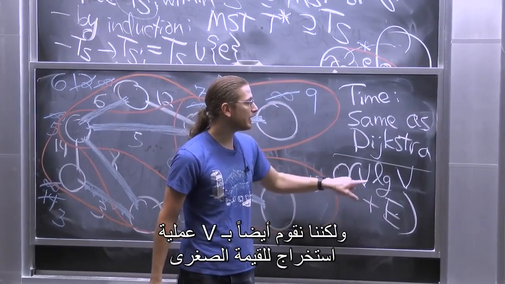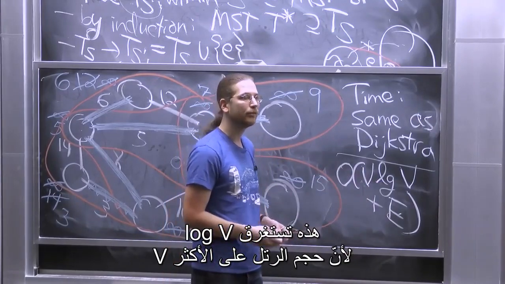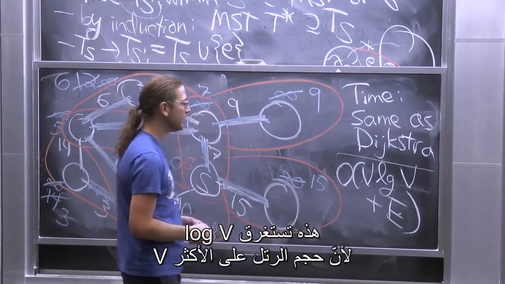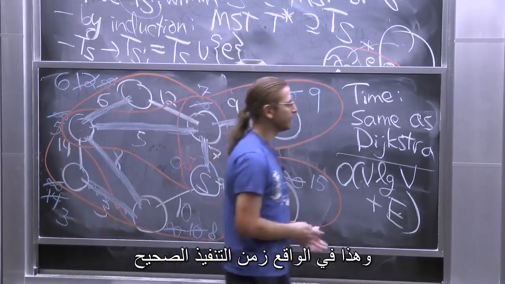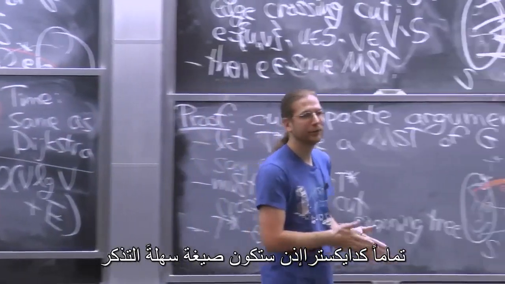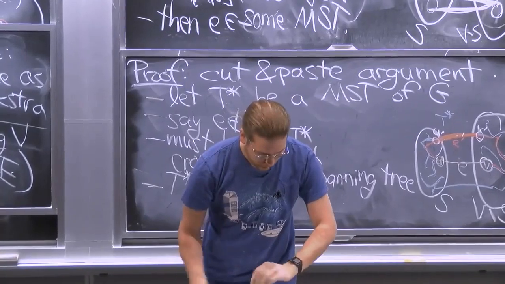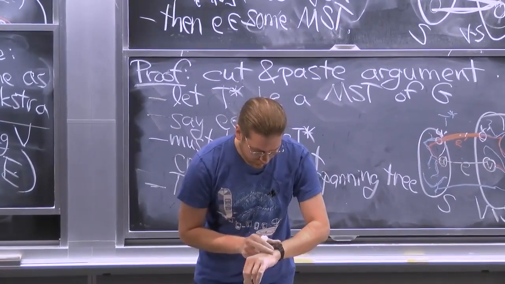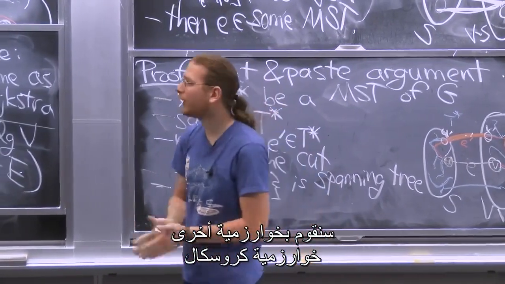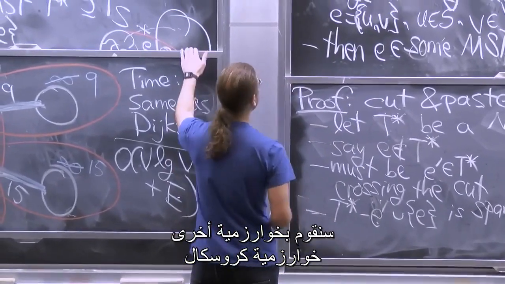But we're also doing V extract mins. Those cost log V time because the size of the queue is at most V. And so that is actually the right running time. Just like Dijkstra. So easy formula to remember. All right. Let's do one more algorithm. Kruskal's algorithm.